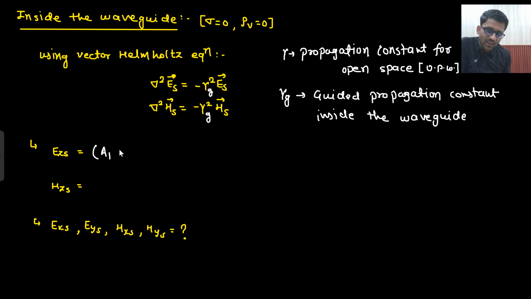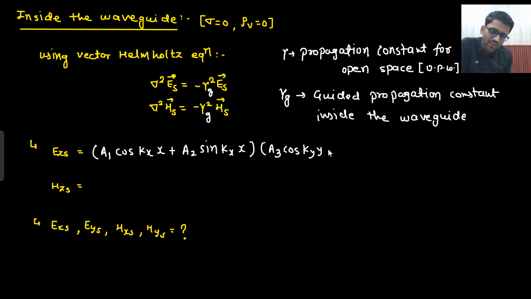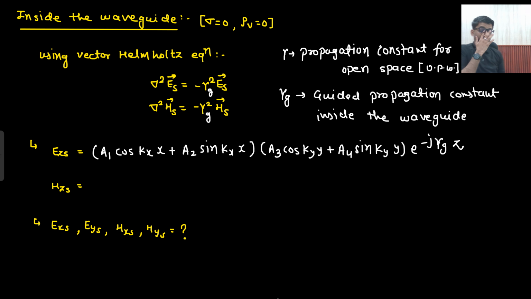That would be A1 cos kx x plus A2 sin kx x plus A3 cos ky y plus A4 sin ky y, e to the power minus j gamma g z. Wave is propagating in positive z direction, right? Wave propagation is in positive z direction. So certainly e to the power minus j gamma g z would be coming. That is for sure. You have no doubt about this.